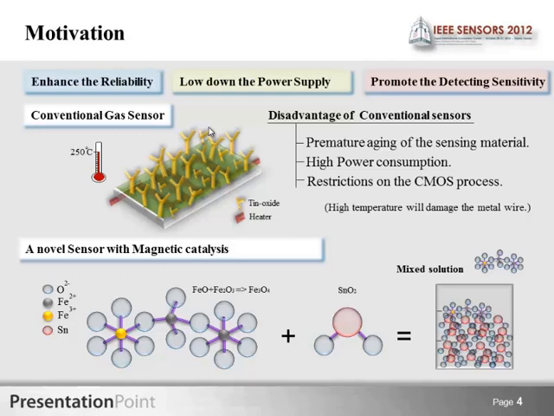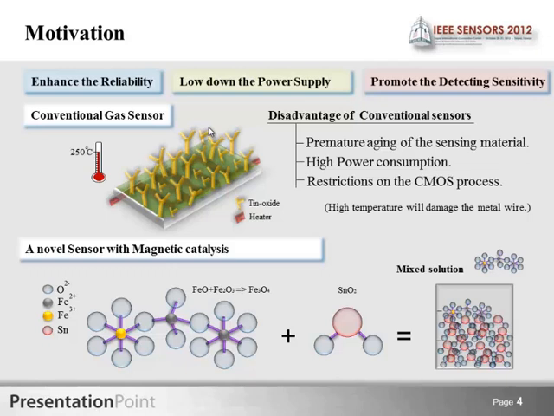Conventional semiconductor gas sensors use a heater to maintain a high temperature state. The resistance changes with gas concentration in a certain relationship as a detection principle when the semiconductor metal oxide and combustible gas contact. How can we enhance the reliability and lower the power supply while promoting the detection sensitivity at the same time? The disadvantages of the conventional thermal catalysis gas sensor are premature aging of the chemical material, high power consumption, and restriction on the CMOS process.